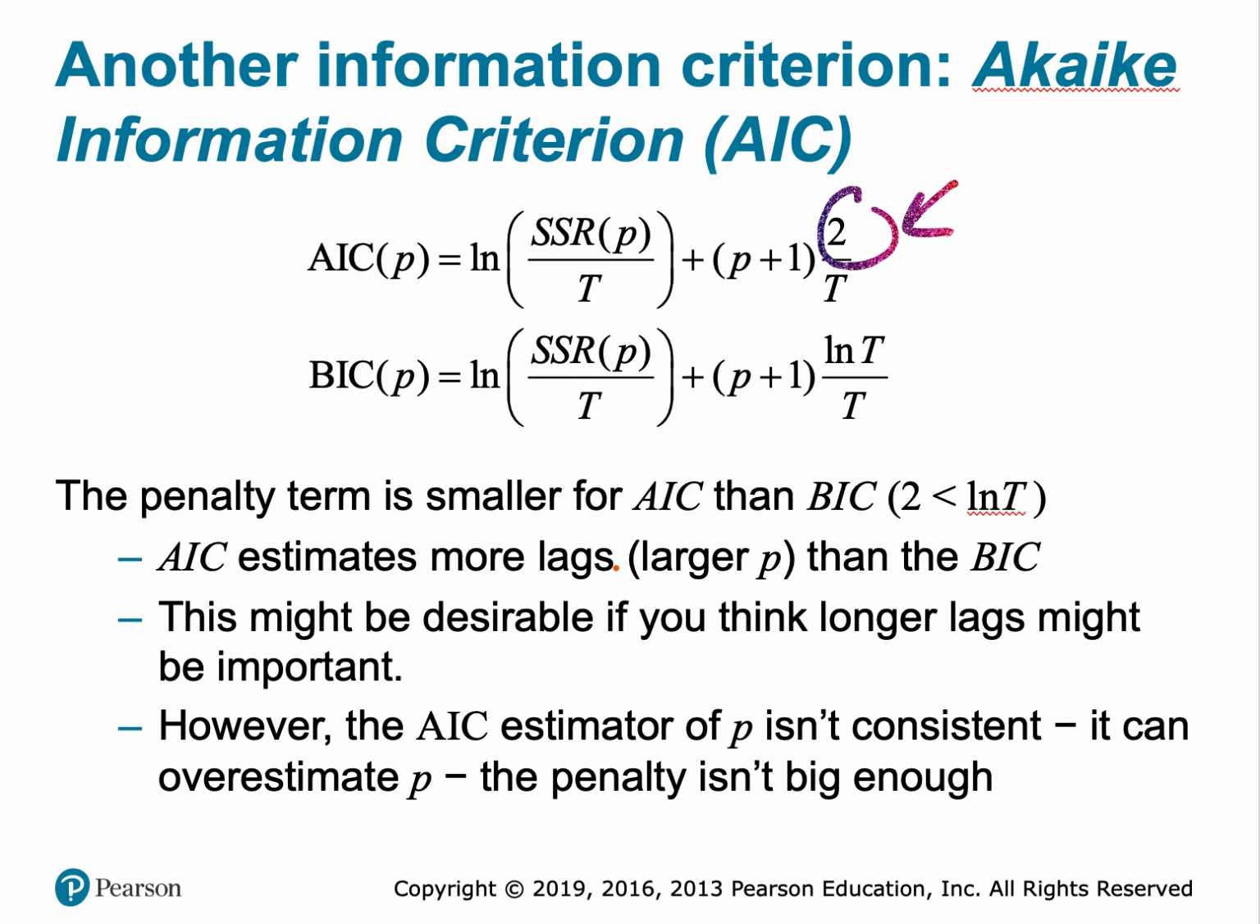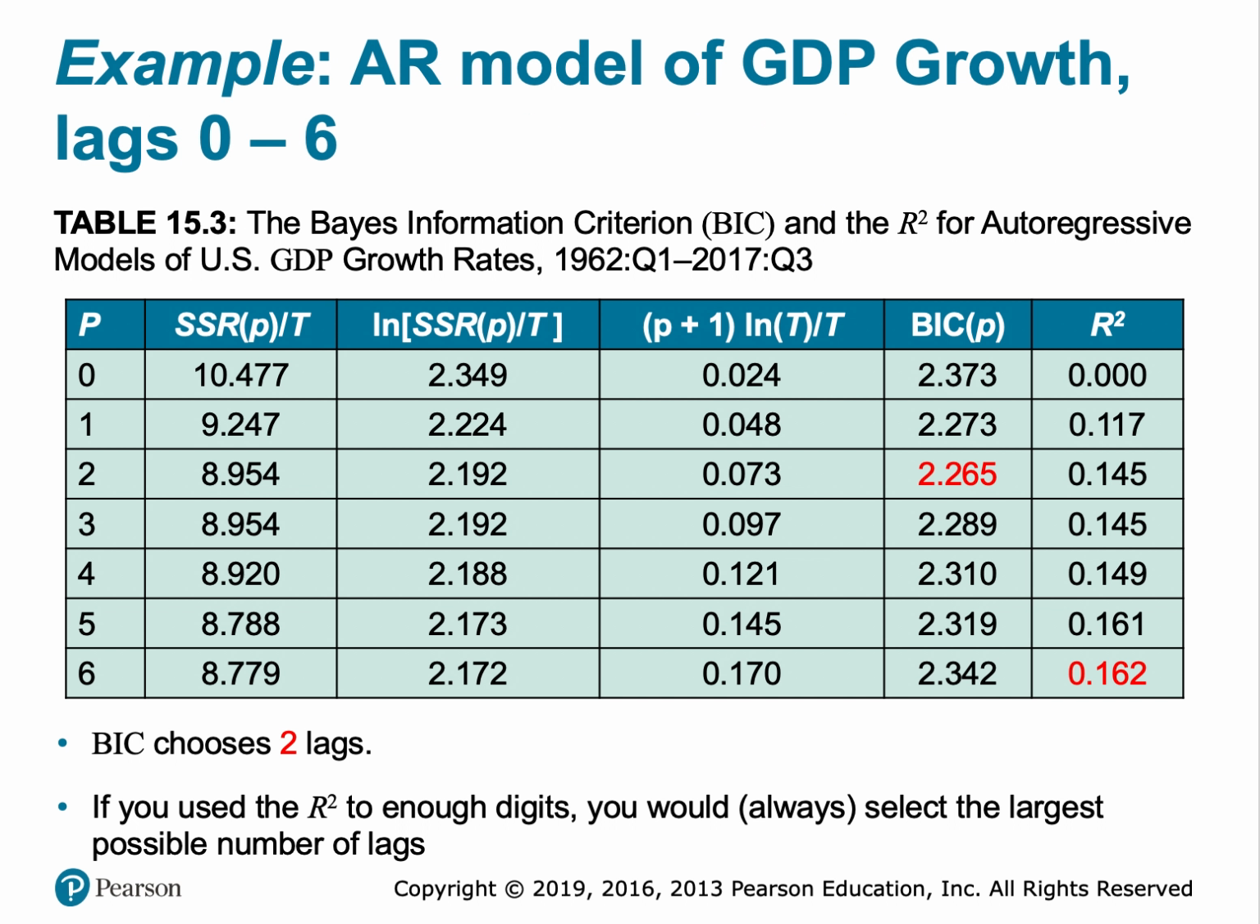However, the AIC estimator of P isn't consistent. It doesn't have this convergence in probability that BIC does. So it can overestimate P because the penalty is not big enough. Let's look at an example. Let's look at an example here.